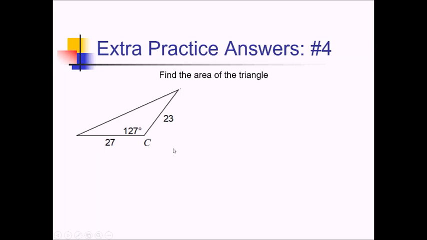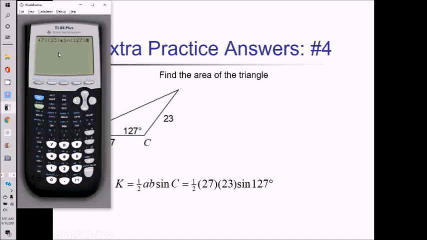For this problem, trying to find the area of this triangle, they've given me two sides and the angle between them. So definitely going to use the half-sine formula for this one. That's 1/2 AB sine C. So we have 1/2 times 27 times 23 times the sine of 127, which I'll now put in the calculator. Crunching those numbers, we get 247.97. So that's actually going to round up to 248.0.